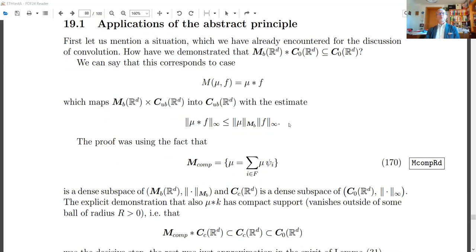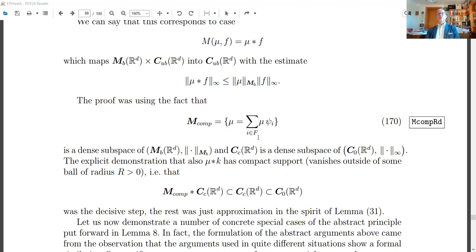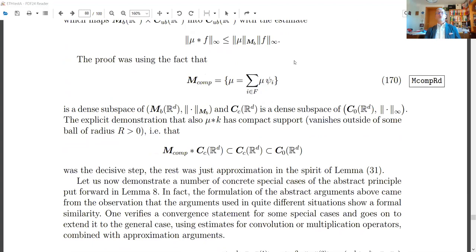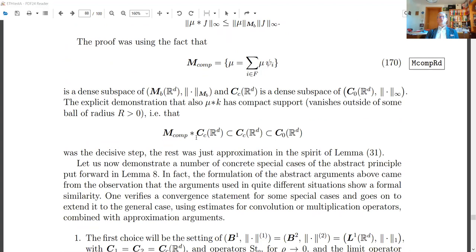Now in the proof we were using that the compactly supported measures, which are finite sums, have been the argument that we could use. And of course in C0 here, we use the compactly supported functions. So what can we say about a compactly supported measure convolved with a compactly supported function? The answer is, well, it will be 0 because then all these psi i, psi j's are not meeting anymore. And we get a continuous function because it's uniformly continuous, but with compact support, and that will end up in C0.